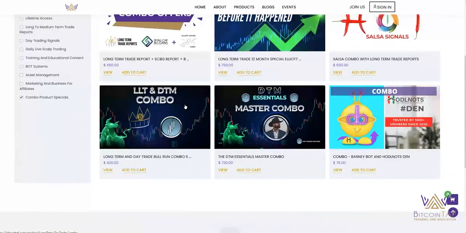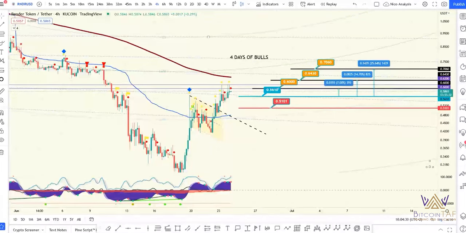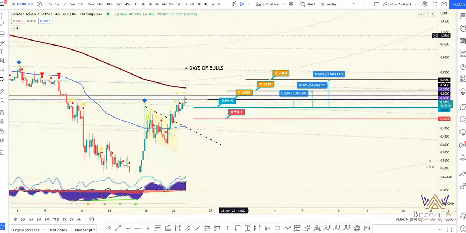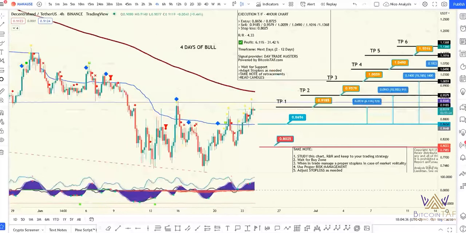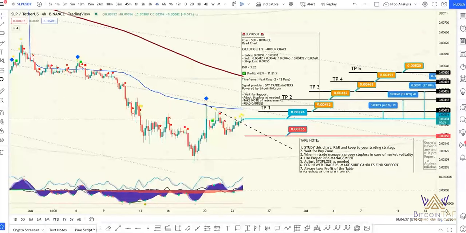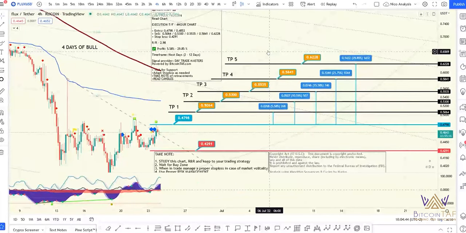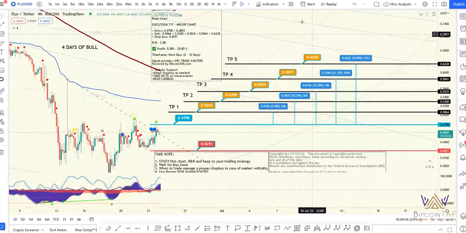Then, while I still have time, I just quickly want to recap what we did in the week, all the signals that we put out. We had Render, Milos, Mana, SLP, Ape, and Flux. Those were the 4 days of bull charts that we put out. Marius, a couple of them took take profit one and two, and we have a combined accumulated profit margin of 44.55%. That was Render, Milos, and Mana. And SLP is still here at entry.